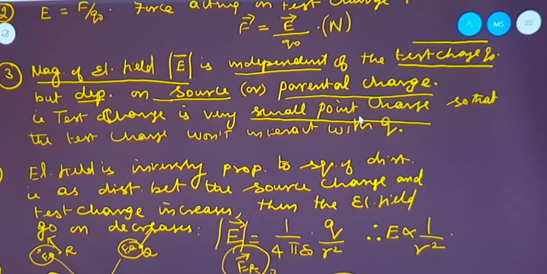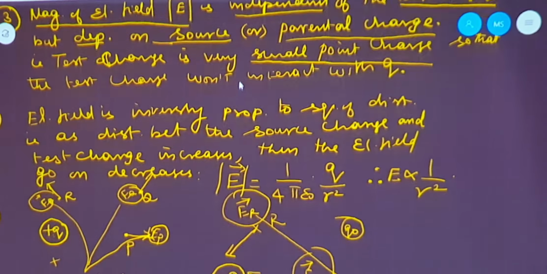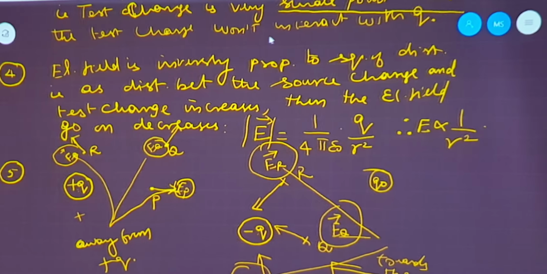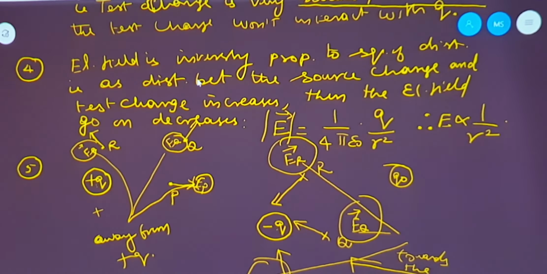Since the test charge is very small, it is considered to be a point charge, so that the test charge won't have any effect on or interact with that charge Q. Then point number 4: the electrical field is inversely proportional to the square of the distance. You just look at this formula.